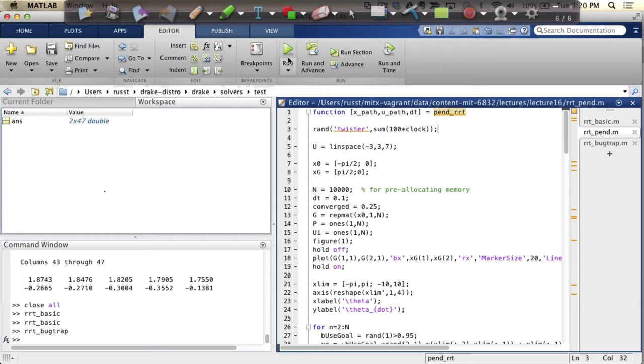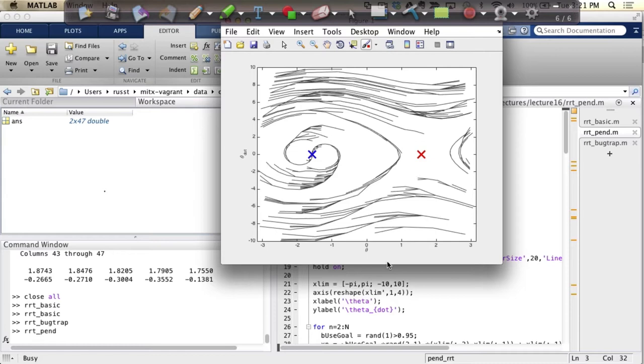In the bug trap case, would Alaska? Okay, sure. All right, so here it goes.